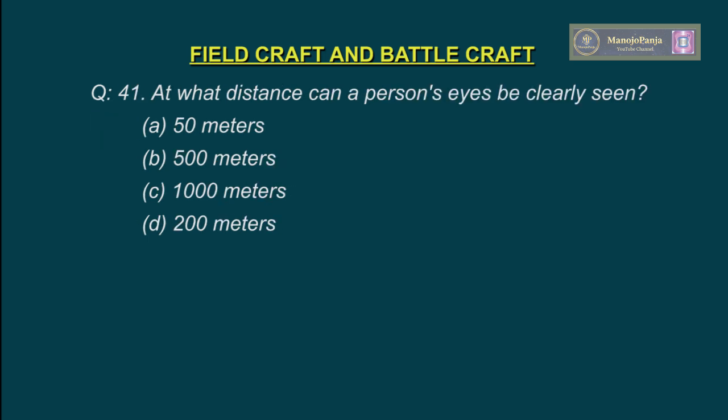Question 41. At what distance can a person's eyes be clearly seen? A. 50 meters. B. 500 meters. C. 1000 meters. D. 200 meters. Right answer A. 50 meters.